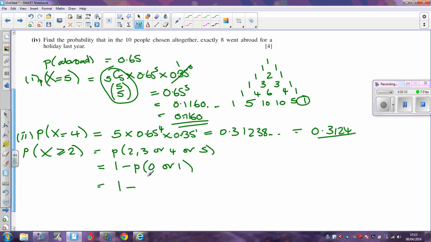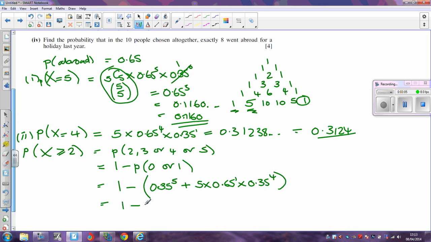So it's 1 minus, now the probability of nobody going abroad, well, that's just 1 multiplied by 0.65, so success happening no times, so ignore that, but it's times 0.35 to the power 5, and I'm going to add, because the probability of 1 person going, well, that's going to be 5 times 1 person going on holiday abroad, well, that's 0.65 to the power 1, times 0.35 to the power 4, because there are 4 people in that group who didn't go abroad.